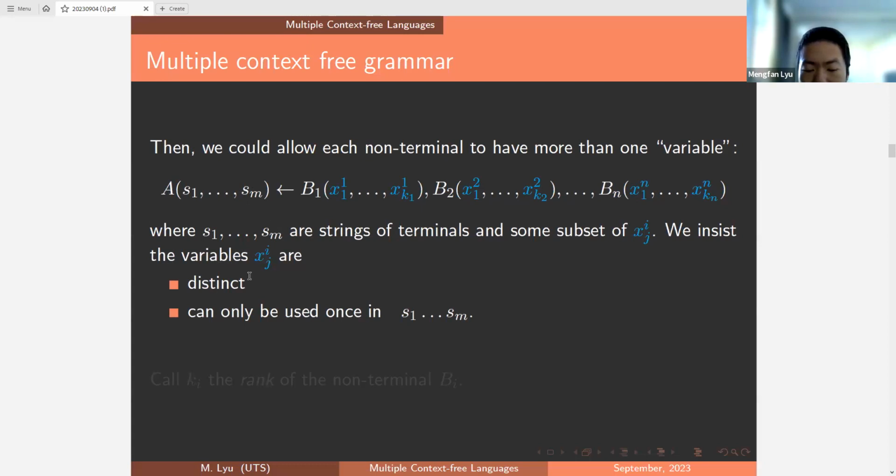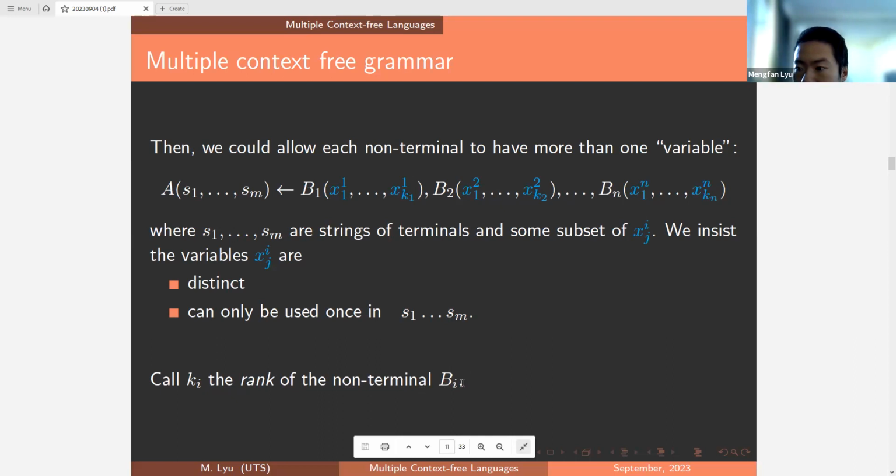Xij should be different from each other, and they can be used only once in the variables of A. And in this definition, we call Ki the rank of the non-terminal Bi, which means the number of variables for each function is the rank of that non-terminal.